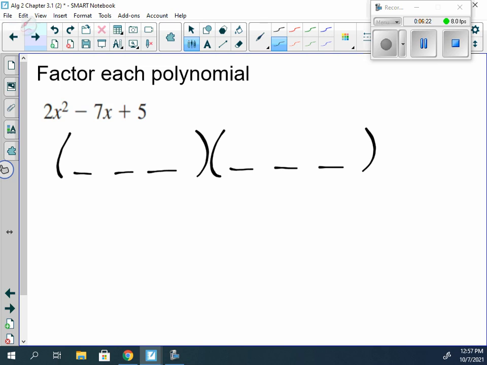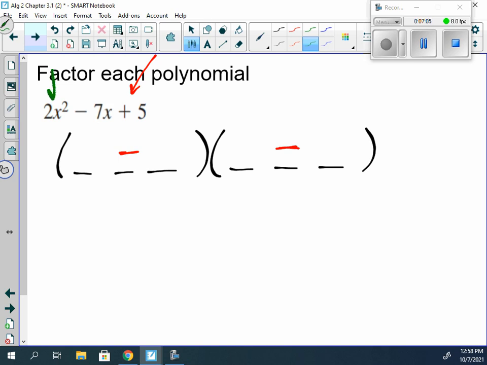So there wasn't a greatest common factor, so we moved on to step 2, which is our 2 sets of parentheses with 3 spaces. We have that done. Then the next thing is to find the sign. Since the 5 is positive, the signs are the same, and they match the sign of the middle term, which is negative. So both signs are negative. Because if the constant term or the third term is positive, the signs are the same and they match the sign of the middle term, which here would be minus and minus.